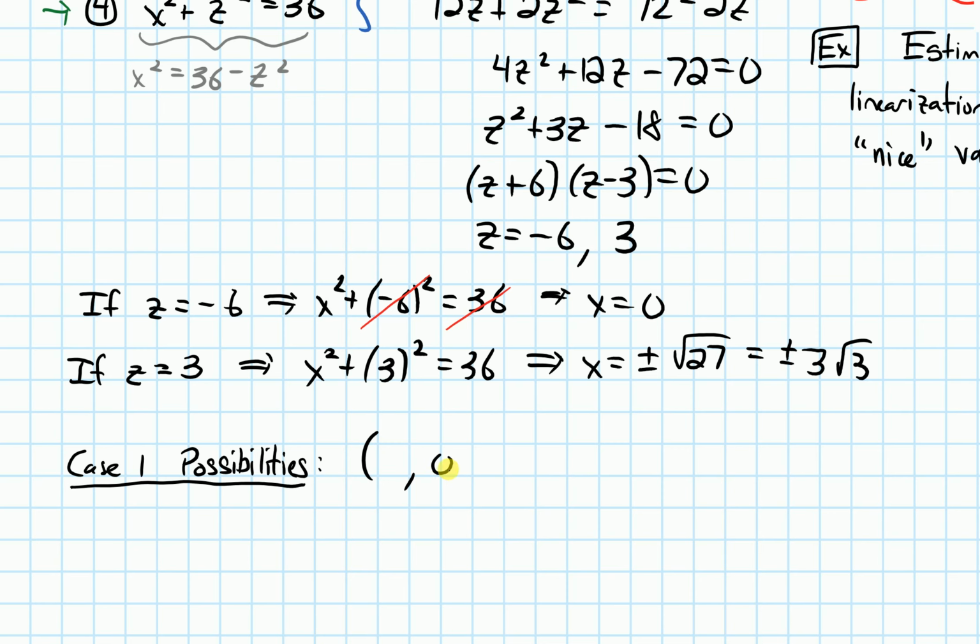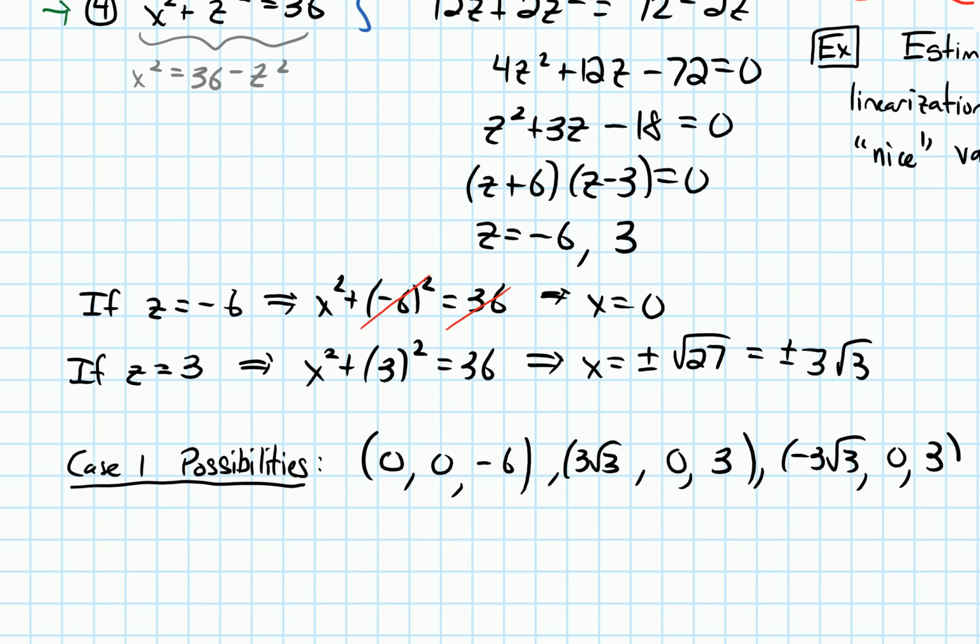So the y-coordinate is 0 on these. In the first one, z was negative 6. In the second one, y is 0 again, but z is 3. So when z was negative 6, x is 0. And when z was 3, x can actually be 2 values: either 3 root 3, or negative 3 root 3. And then y is still 0, and z was 3 in this situation. Sorry, I should have said there's actually 3 possible points here in case 1.